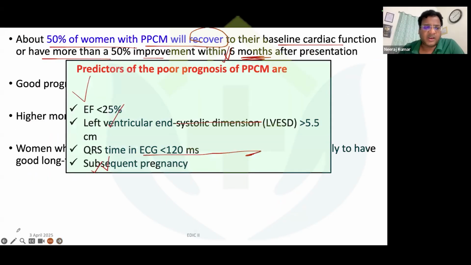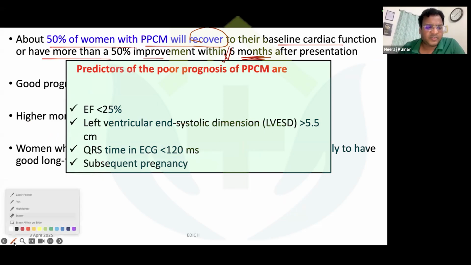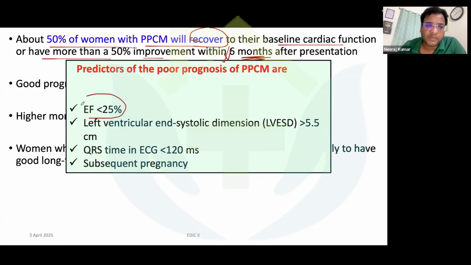Okay, and now this is another important finding: how these patients will have poor predictors of PPCM. So these are the four important predictors. First is your ejection fraction. If it is less than 25%, it carries a poor prognosis. If the patient has a systolic dimension that increases to 5.5 centimeters, it is poor prognosis. On ECG, if the QRS time is more than 120 milliseconds, and if this happens in a subsequent pregnancy, then it carries a poor prognosis.